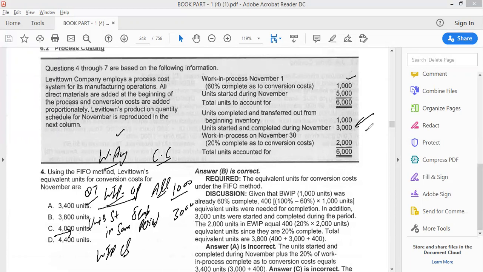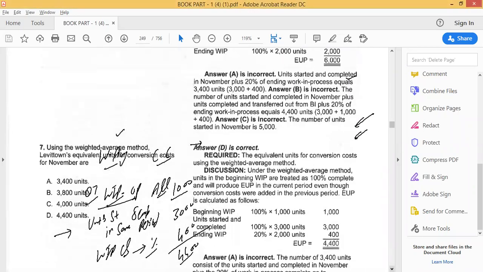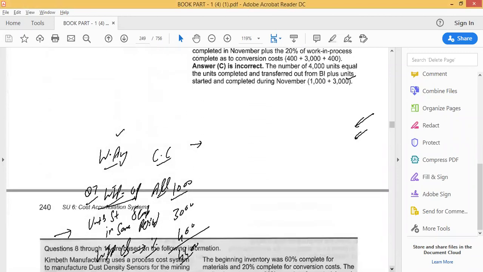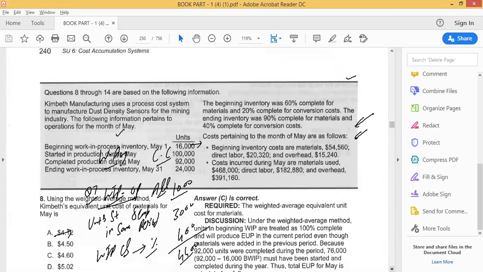3000. And for work in process closing, students, as per the formula, we need to apply the percentage. These are 20% completed. So we'll get here how much? 400. So like that, 4400 is our answer. Students, you notice that by using the same given information, we actually calculated the equivalent units of production under the FIFO method and the weighted average method. So after solving these questions, I hope that you are fully clear on how to do these things.